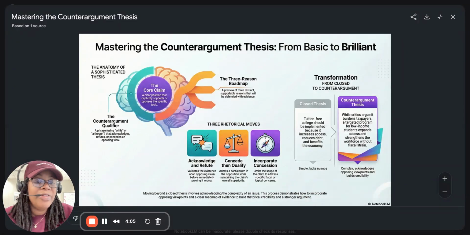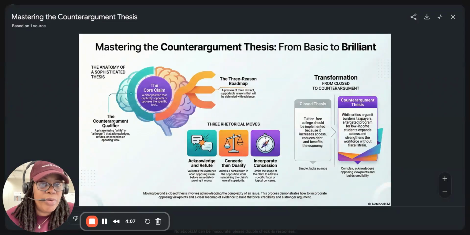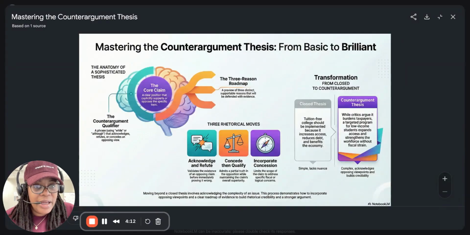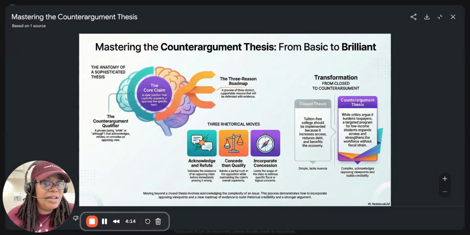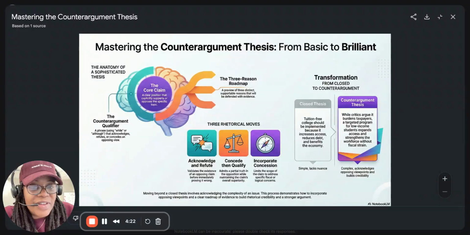And then that final piece is transformation from closed to counter argument. And if you remember the title at the top, it says we're going from basic to brilliant. So if you look at the one that's kind of grayed out, this is a closed thesis. Tuition free school or college should be implemented because it increases access, reduces debt, and benefits the economy. So this is simple. This lacks a kind of nuance, if you will.